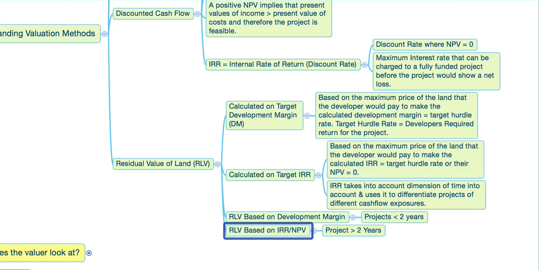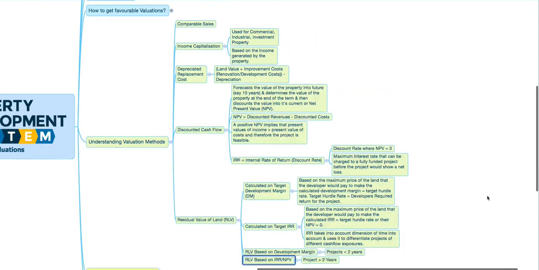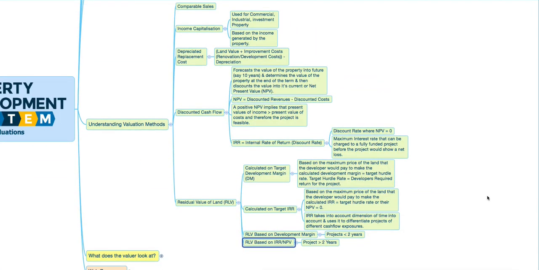So if you've gone through the financial feasibility module and the template and you understand those things nicely, these things should not bother you that much. Mostly for projects of 2 to 3 years, you can determine the value of the land based on the development margin or the target hurdle, right? And you can determine how much you should be paying for the land. And if you've gone through the financial feasibility module, it explains everything in there.